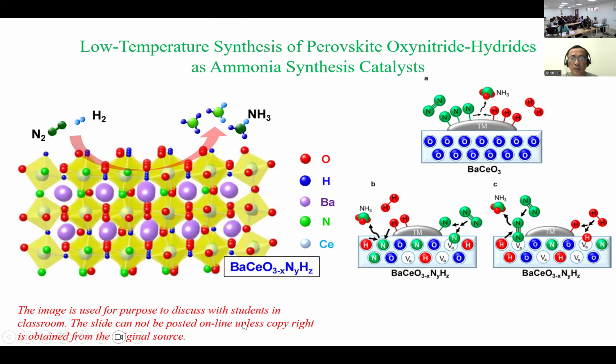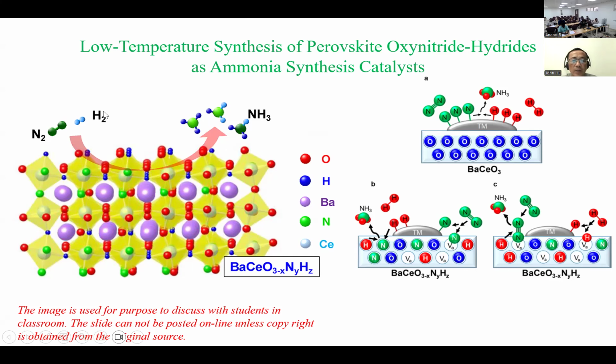Any questions before I move to the next? This nitride and hydride, does it also come under chemical looping? Yeah, this is similar to chemical looping, but it's not quite. In chemical looping, you need 2 reactors. Here, you need 1 reactor. You follow me? So basically, this is more like a continuous process.